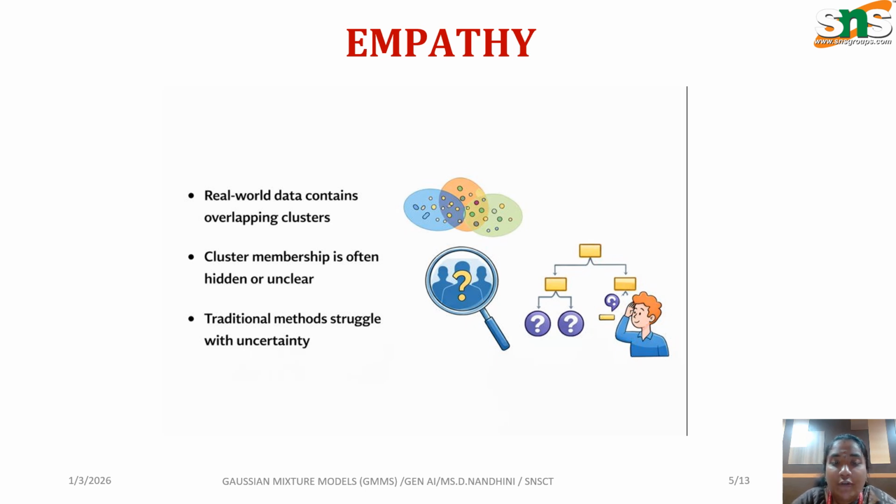Next, for example, in customer segmentation, a company wants to identify the different types of customers. Based on their purchasing behavior, we should understand the user needs, which helps us decide whether the GMM is the right solution. This is the goal of this empathy phase.